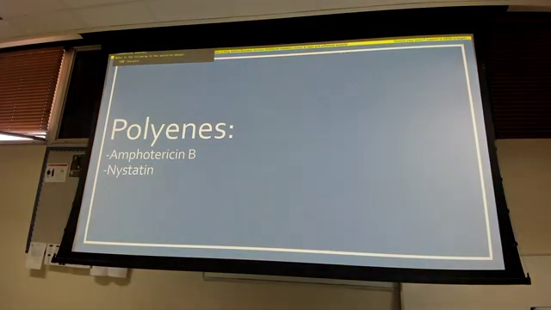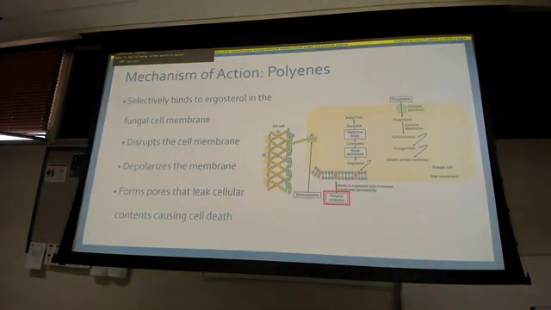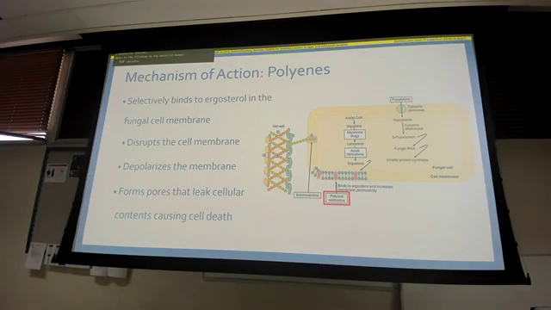So first up we have our polyenes. The mechanism of action of polyenes is they selectively bind to the ergosterol in the fungal cell membrane. What happens is this disrupts the cell membrane, which causes depolarization of the cell and causes leaks, which causes cell death. So you can see right here, this is where it's going to be acting.